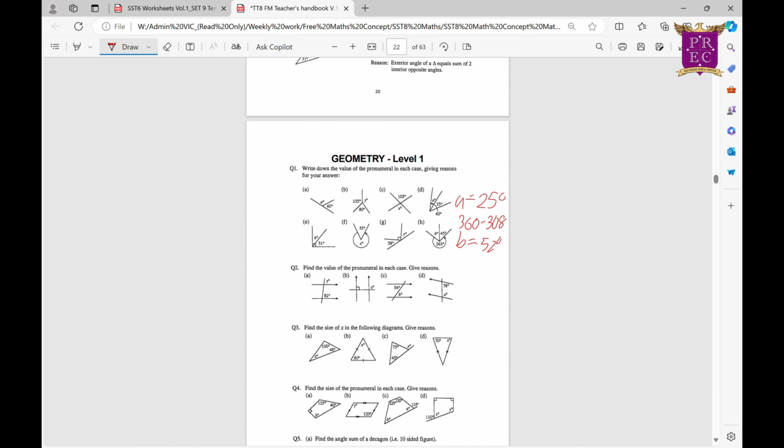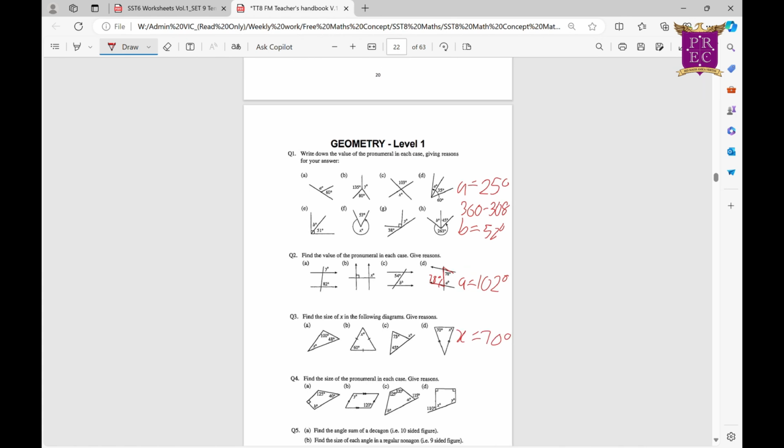Okay, that's it. Let's do this one. We know that this is 78, so it will be 78 here as well, because of the alternate angle theorem. And if this is 78 and we know that this is the supplementary angle, what is the missing angle here? We just do 180 minus 78, which gives us 102 degrees. We know that this is an isosceles triangle, so this x will be 70 as well.